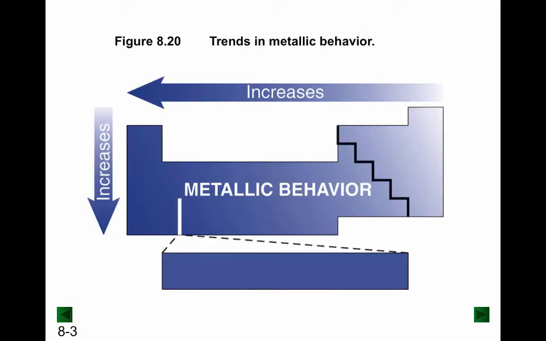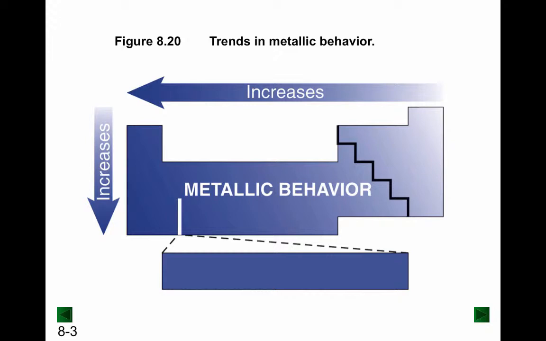This slide shows the trend for metallic character or behavior. Metallic behavior or character decreases as we move from left to right across a period of the periodic table. This makes perfect sense, seeing how metals are located on the left side of the periodic table and nonmetals are located on the right side of the periodic table. Metallic character will also increase as we move down a group.